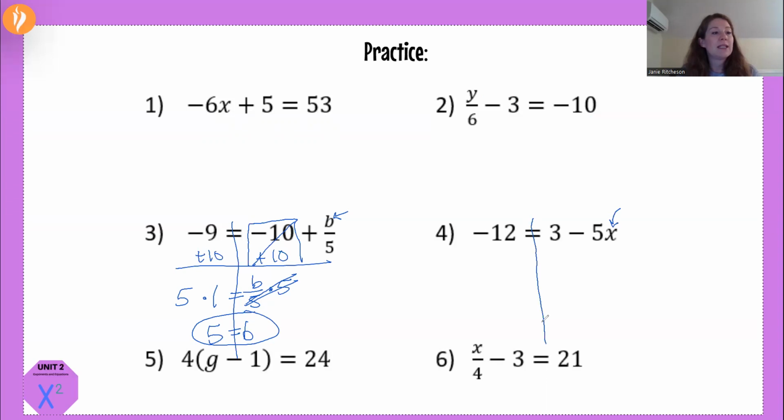Number 4, our variable is way over here. So here's our line. So what's happening to x? It's being multiplied by -5, and there's a +3 over here. How do I get rid of a +3? The only way to get rid of a +3 is to subtract 3. Subtract 3 from both sides.